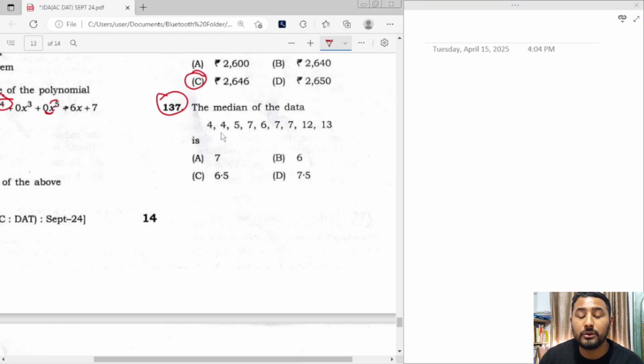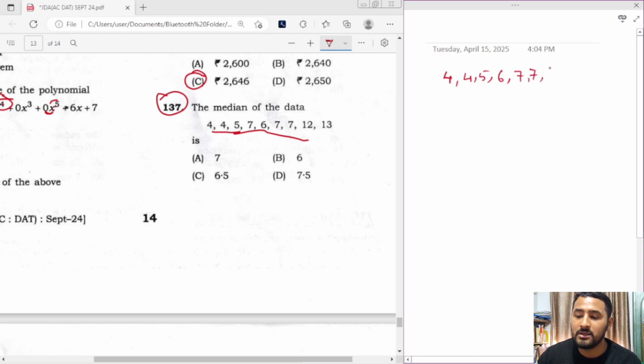First, when you see this type of question on median, you should arrange the numbers in ascending order. So we write 4, 4, 5, then 6 because 7 will not come before 6, then 7, 7, 7, then 12 and 13. First you arrange, then count how many terms there are: 1 2 3 4 5 6 7 8 9. So the number of terms is 9. Now see, is 9 even or odd?